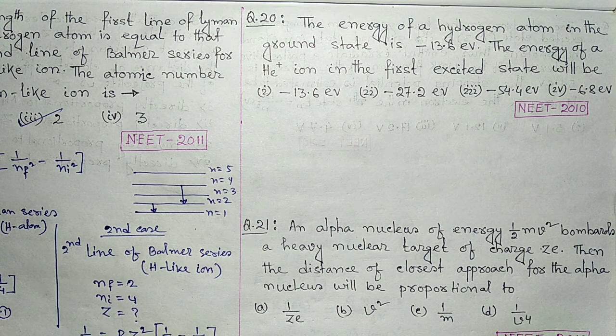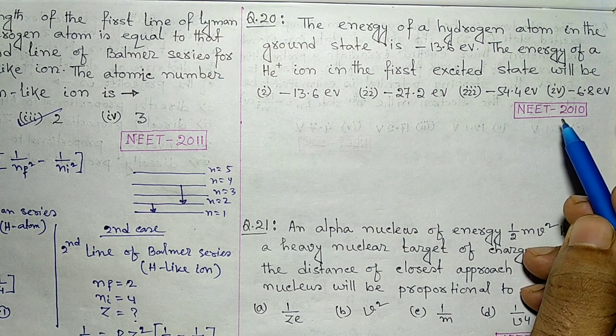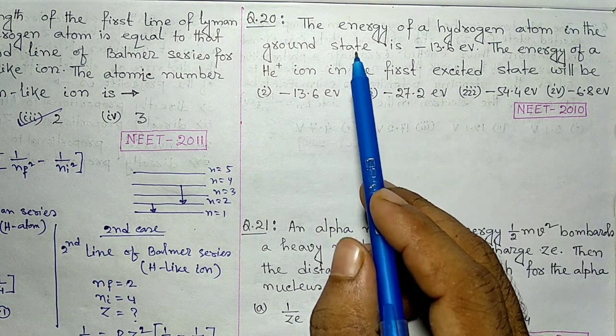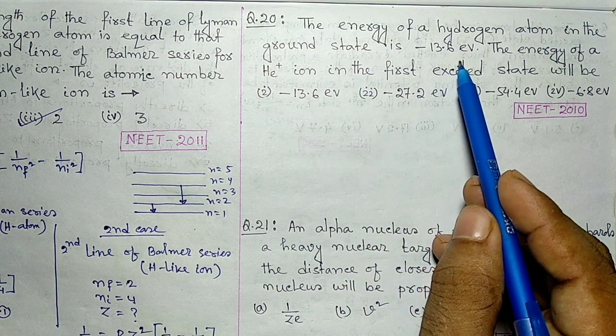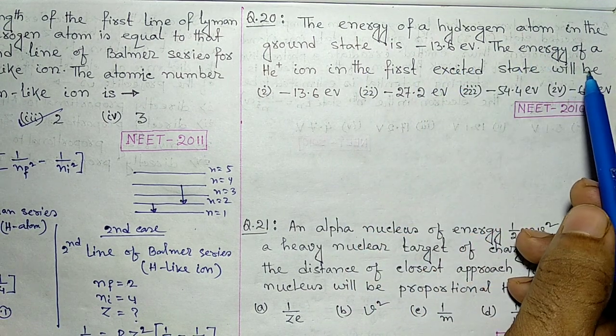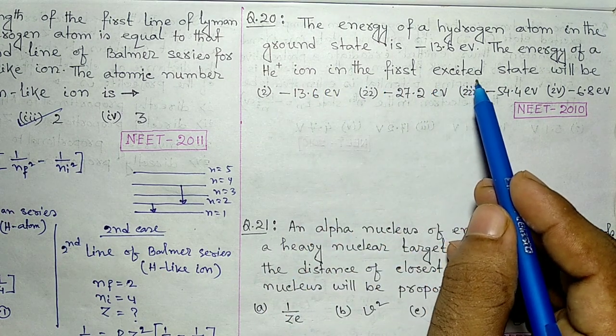Next question is question number 20. The question is asked in NEET 2010. The energy of hydrogen atom in the ground state is minus 13.6 electron volt. The energy of helium plus ion in the first excited state will be?